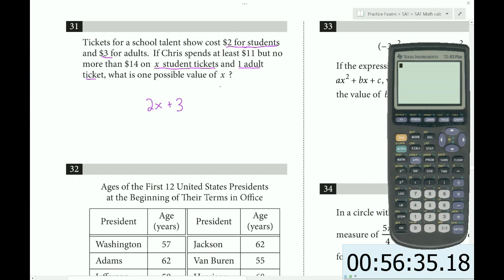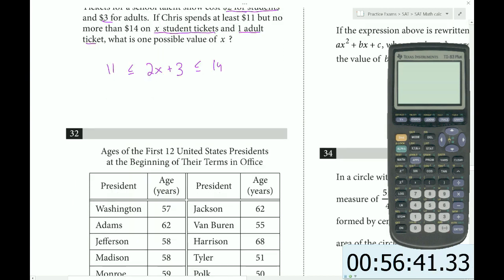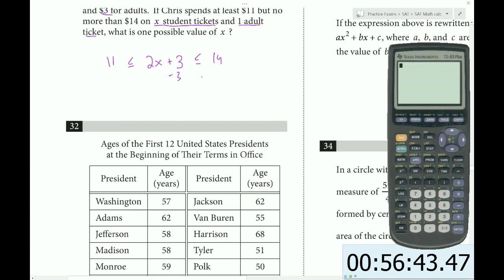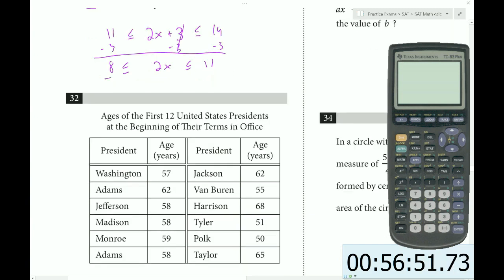And he wants to spend at least 11, but no more than 14. So we can solve this system by subtracting 3. And then we could divide by 2. So we get 4 less than x less than 5.5. So let's just choose x equals 5.